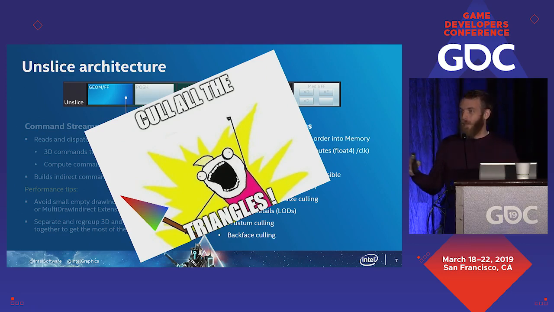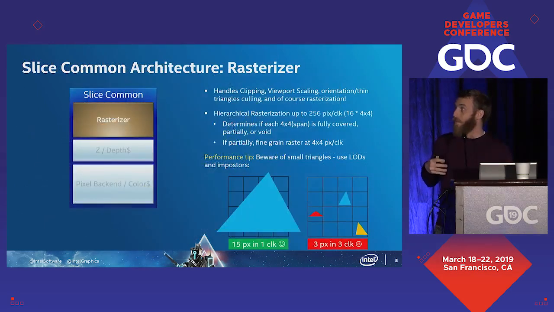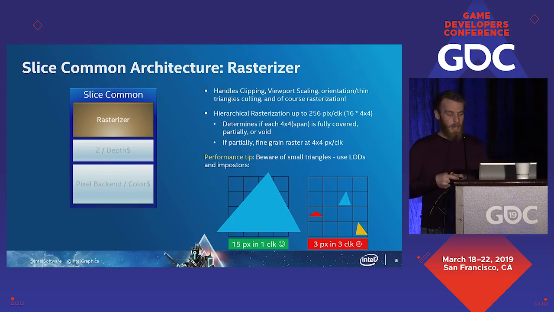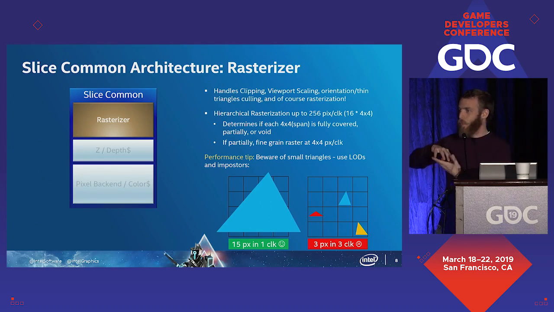So now that we have primitives that are transformed, we can pass them on to the rasterizer. The rasterizer works through all of the triangles and detects which pixels are inside or outside. It's actually doing quite a lot more than that. It handles the clipping, it does the viewport scaling, it does some orientation and thin triangle culling. It's computing the edge equations for the triangles, and of course, it does the rasterization.